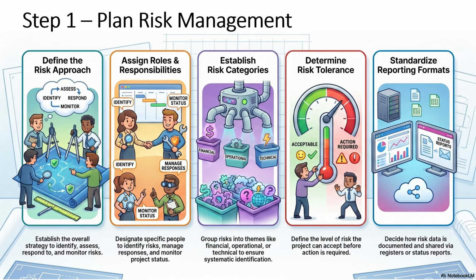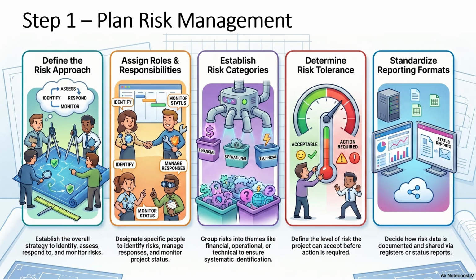Now we move into step 1, plan risk management, which is the foundation of the entire risk management process. Before identifying or analyzing risks, the project team must first decide how risk will be managed. The first element is defining the risk approach. This means deciding the overall method the project will use to identify, assess, respond to, and monitor risks. In simple terms, this is the strategy for managing risk throughout the project.